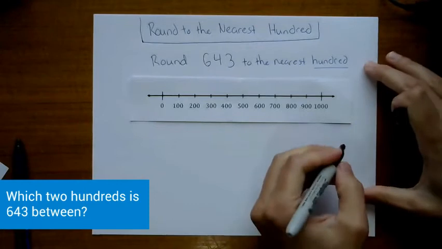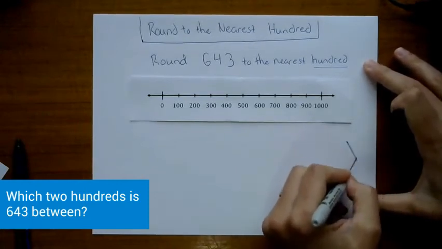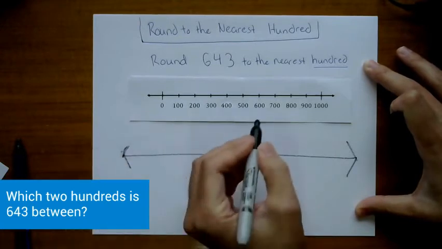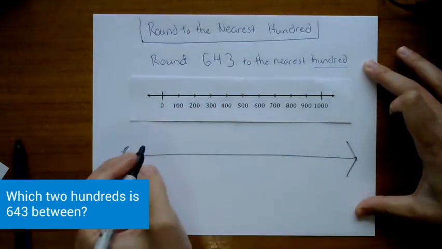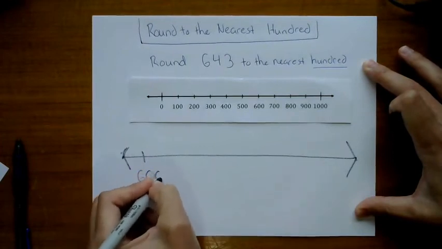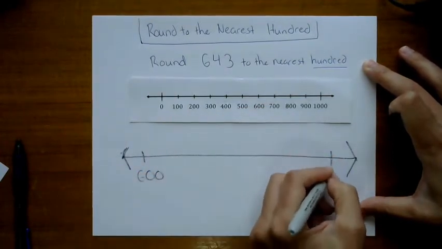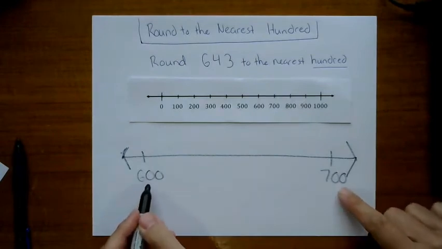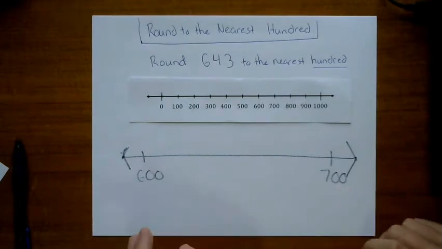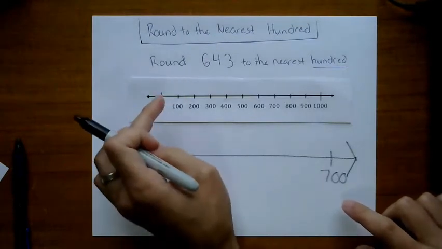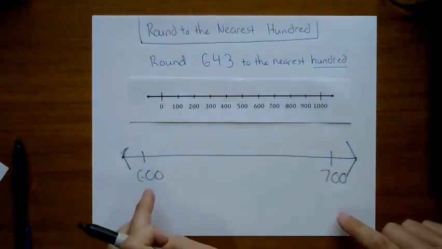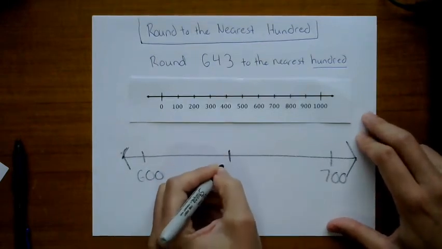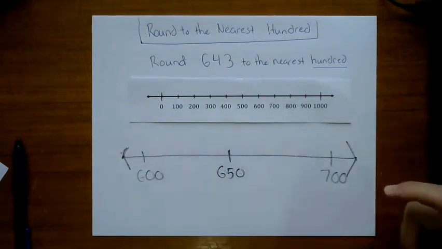So just like before on your whiteboard or paper, you would just draw a number line with an arrow on each end, and then 643 becomes between 600 and 700. And then what's in between 600 and 700? Well, what's in between 0 and 100? 50, right? So the midpoint between 600 and 700 would be 650. There we go.